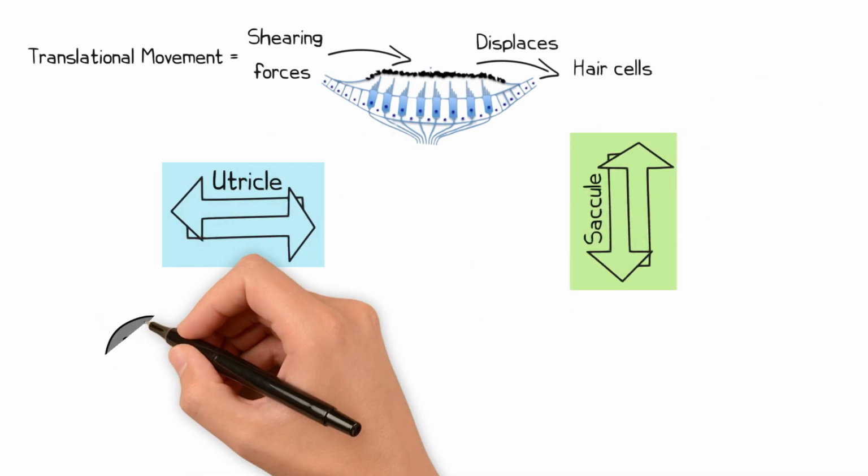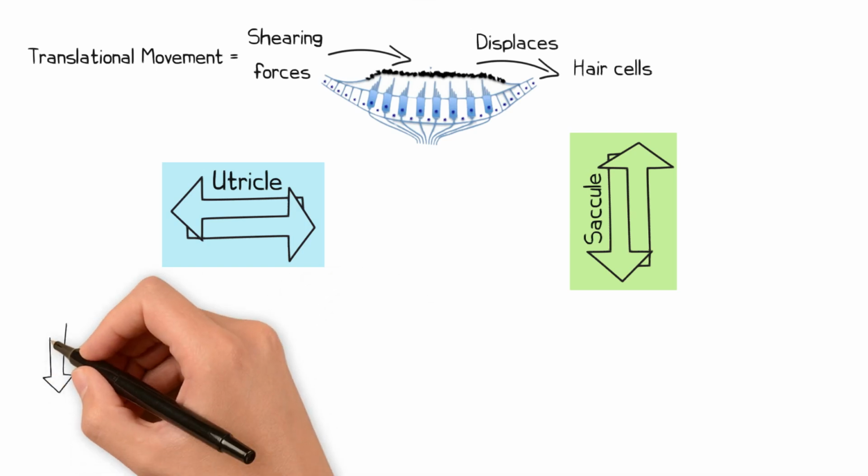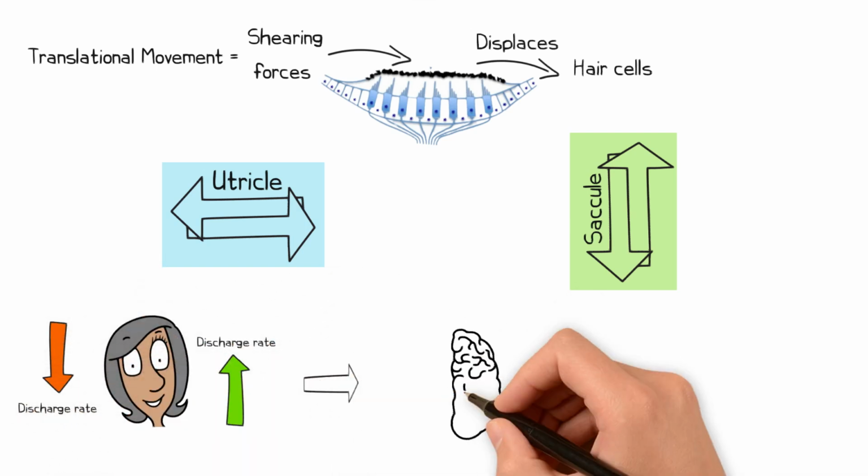An increase in the discharge rate in one ear, coupled with a reduction in the discharge rate from the contralateral ear, is interpreted by the brain as movement.